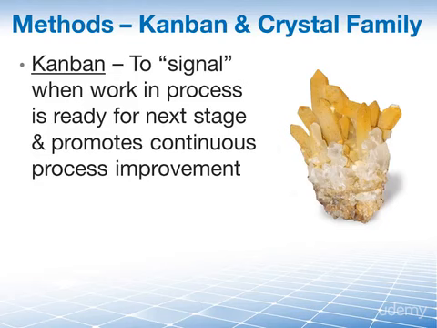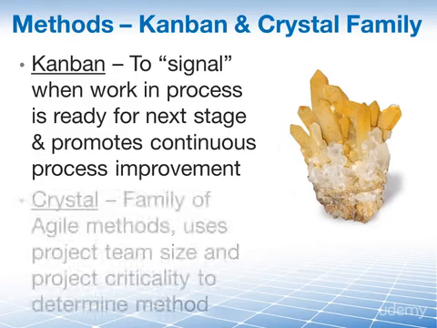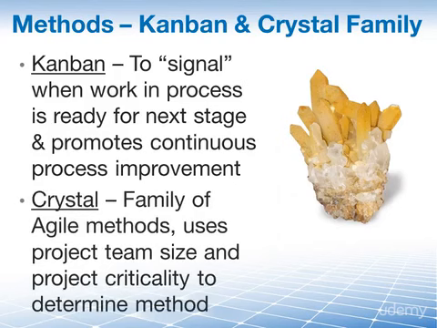And finally, we have Crystal. Crystal is a family of agile software development methods which focuses primarily on people and the interactions among them while they work. Which Crystal color or method to implement on a project is based on both the size of the project team as well as the criticality of the project. This is currently the least implemented agile method.